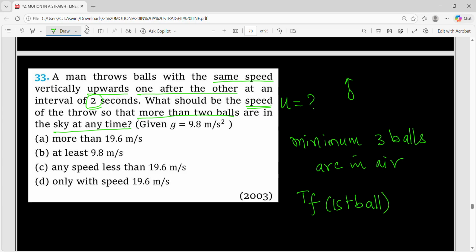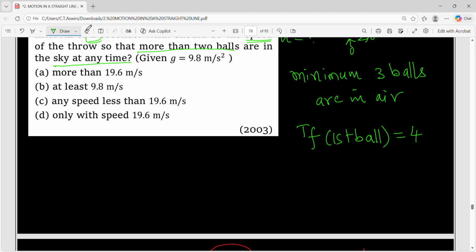Ball 1 was thrown, after 2 seconds ball 2, after 2 seconds ball 3. This is our first ball. So 2 seconds gap, 2 seconds gap. So what will be the time of the first ball? Don't you think it is 4 seconds? Because each ball is thrown with a time gap of 2 seconds.